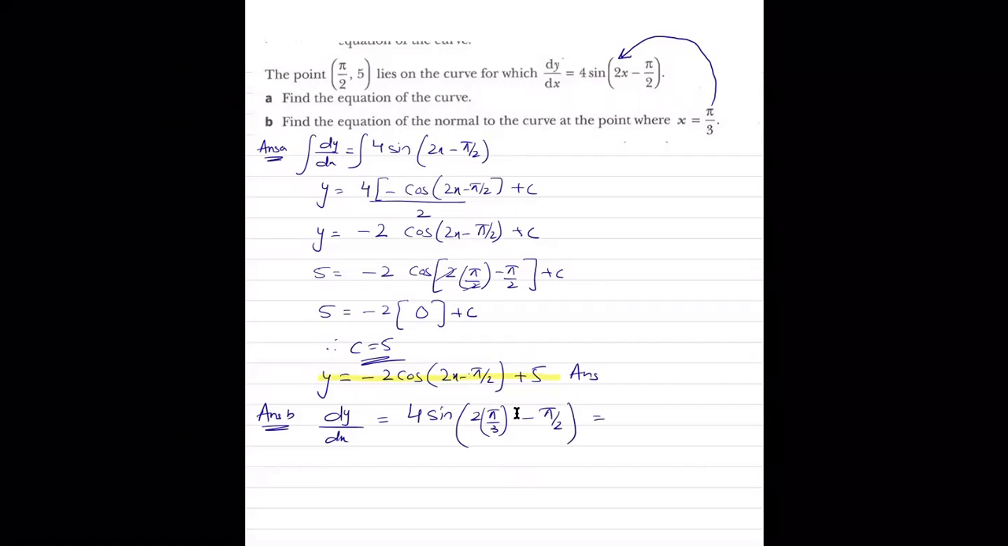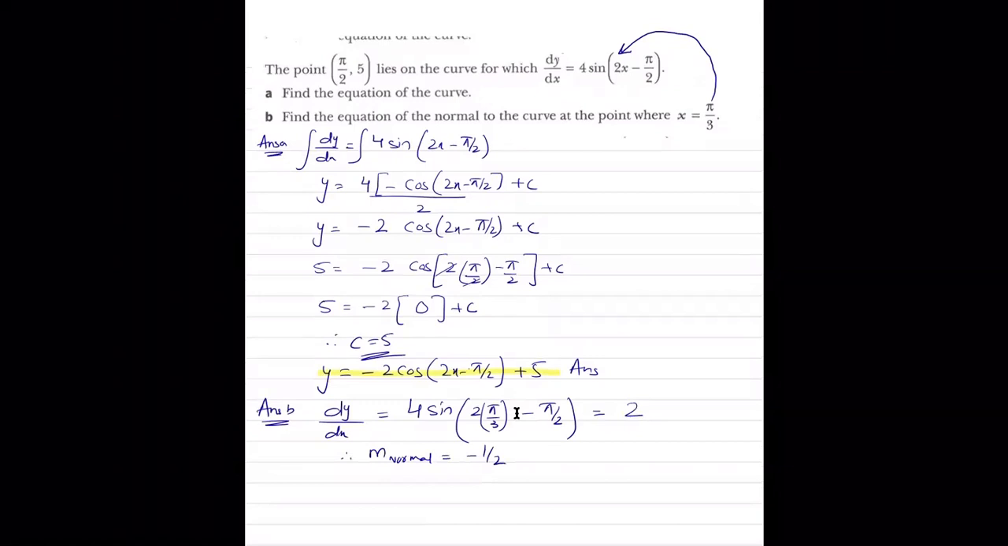What is the value of the gradient coming out? Sir, I don't have my calculator on me right now because my brother needed it. All right. So if you solve this, 4 times sine of 2 pi upon 3 minus pi by 2. Just a second, I'm going to solve it right now. 2 pi upon 3 minus pi upon 2 is pi upon 6, and sine pi by 6 is going to be 1 upon 2. So 4 times 1 upon 2 is going to be 2. So if the gradient of the tangent is 2, therefore the gradient of the normal is going to be minus 1 upon 2.